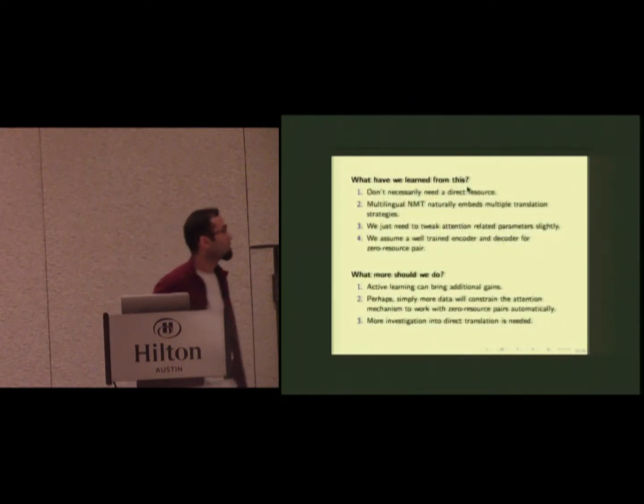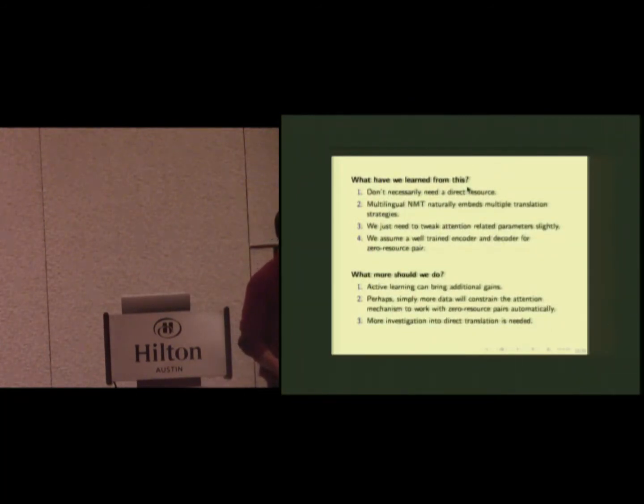So at the end, what we have learned from this: we don't necessarily need a direct resource between any pairs to do machine translation. If you train a multilingual model, you can actually generate any pair by the model itself without training an additional corpus or an additional model, and then you can use that generated data back in the model to fine-tune some specific parts.